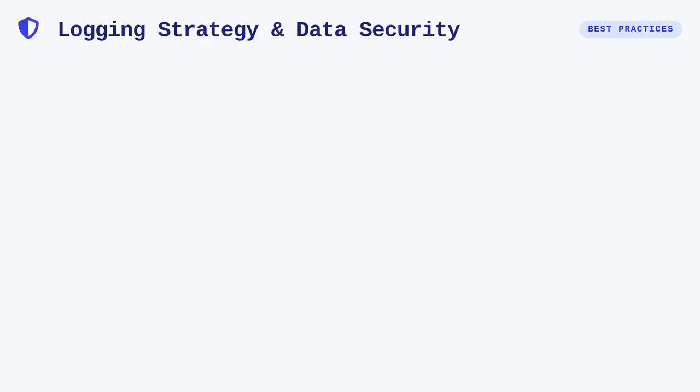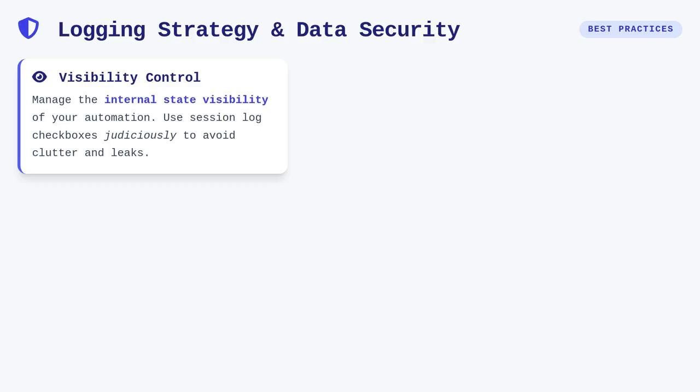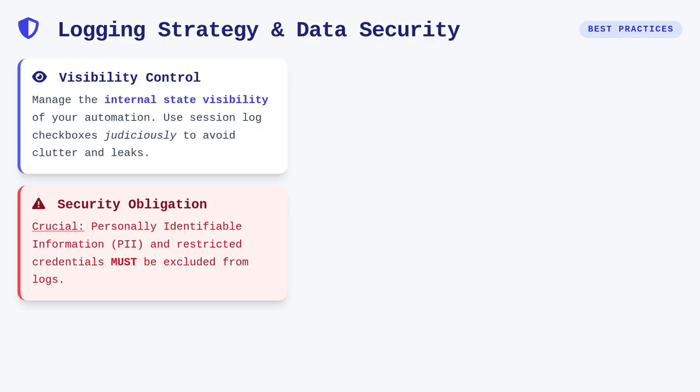When configuring these logs, you are effectively setting the visibility of your automation's internal state. The properties of each stage in your process provide a checkbox to log information to the session log, but this must be used judiciously. If a stage handles personally identifiable information or restricted credentials, you have an obligation to ensure those values are excluded from the logs.